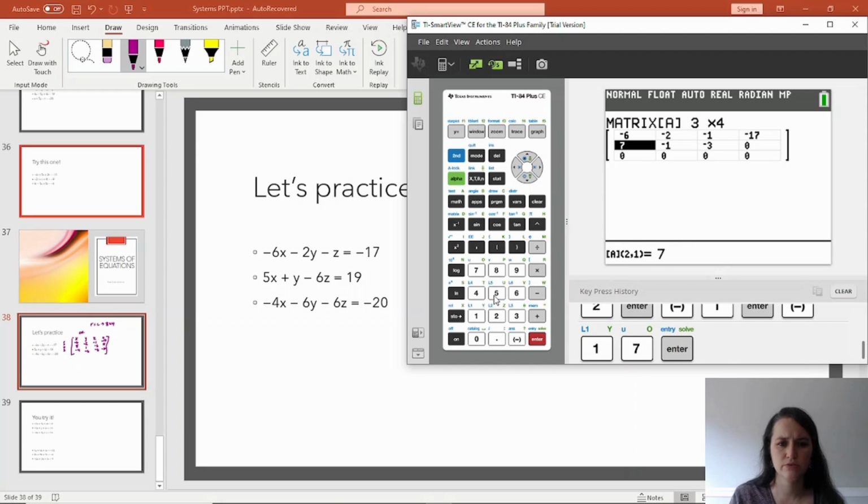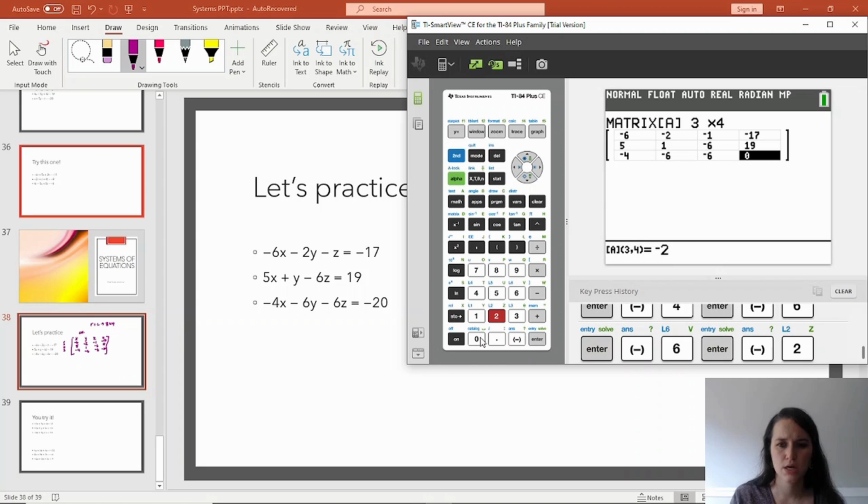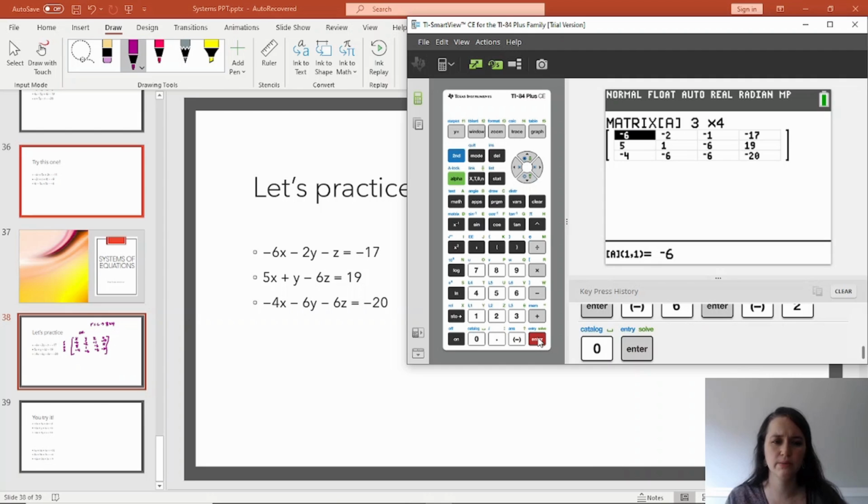The second equation is 5, and then 1, negative 6, 19, and then you have negative 4, negative 6, and negative 20. Sorry for the annoying clicking. That's how my computer wants to roll today. All right, so let me double check that I have my matrix filled in correctly, because if even one of these numbers is off, it's not going to be able to give me the right answer. Okay, those are good.